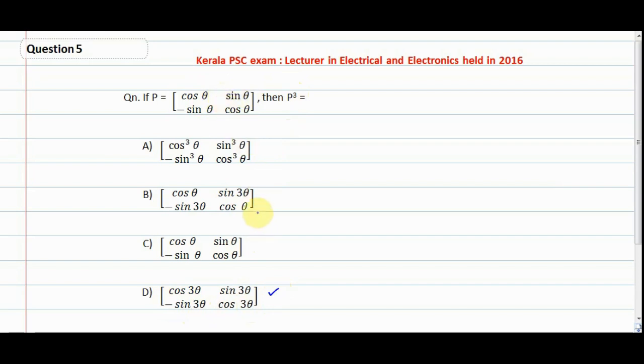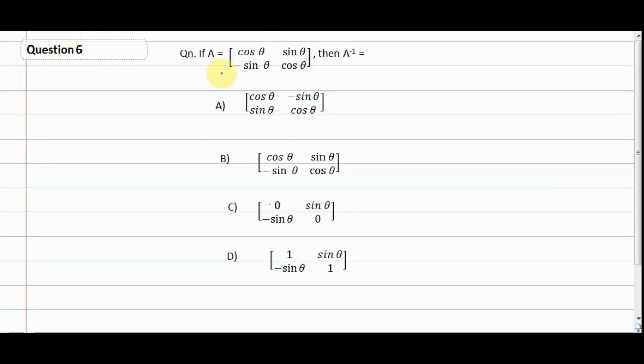Okay. Question number 6. If A is equal to [cos theta, sin theta; minus sin theta, cos theta], then A inverse is equal to. So you are asked to calculate the inverse of the given matrix. You may pause the video and try to solve this by yourself. Now, if you have the answer with you, you may check it. Here the right answer is option A, [cos theta, minus sin theta; sin theta, cos theta].